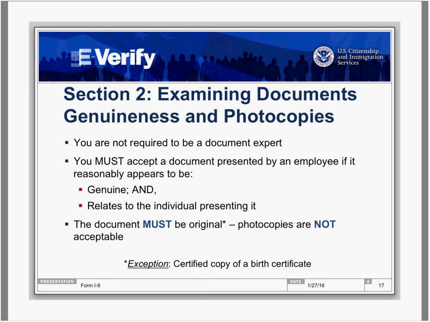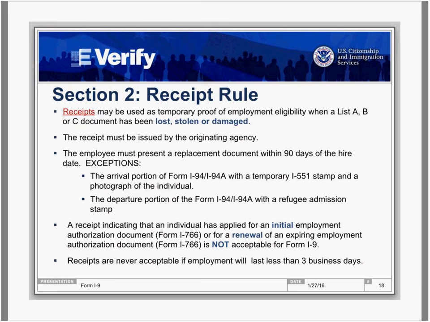As you see down at the bottom, again, the documents must be original, no photocopies. The only one accepted is a certified copy of the birth certificate. Look at receipts for a second. Some of you have dealt with a receipt, and you've accepted a receipt as a list of acceptable documents. Some of you may go, I don't know what that is, Dave. Well, look at the very first sentence there. Receipts may be used as, here's your key words, temporary proof of employment eligibility when a list A, B, or C document has been lost, stolen, or damaged.